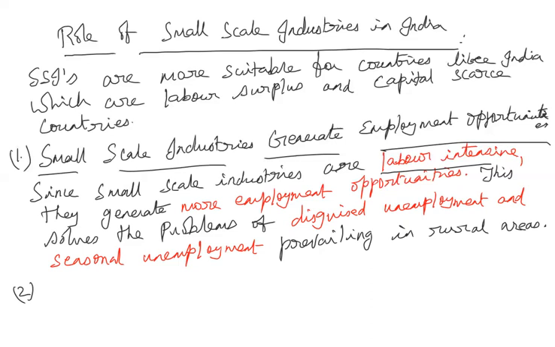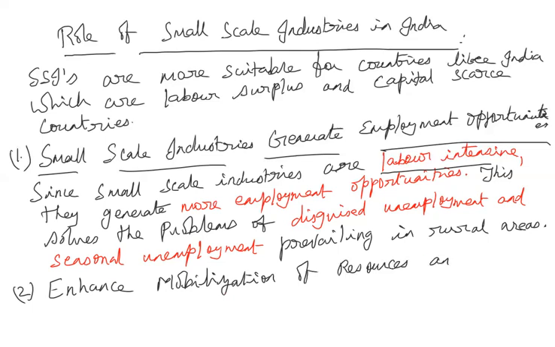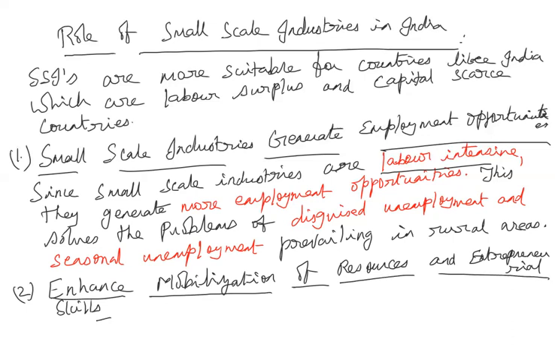Then the second advantage is small scale industries enhance mobilization of resources and entrepreneurial skills. Enhance is increasing. What is it increasing? Mobilization of resources and entrepreneurial skills. Mobilization means assembling, collecting, gathering. So that is the meaning of mobilization.